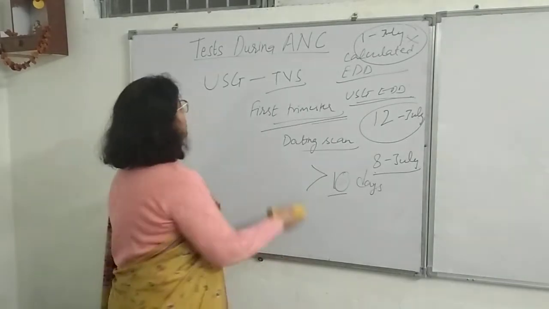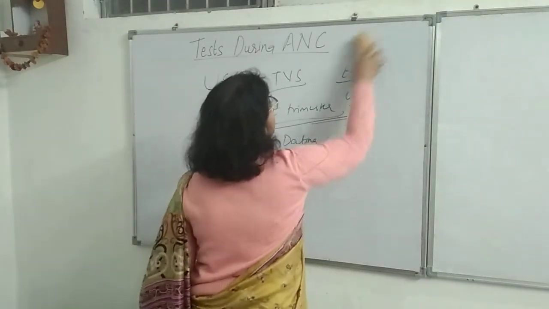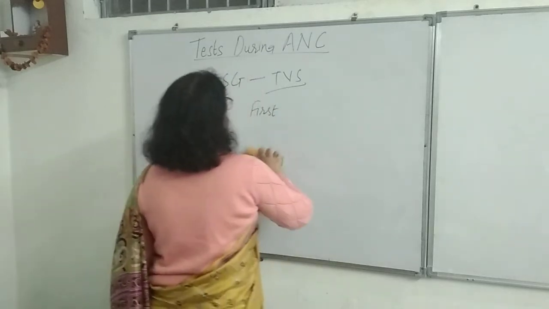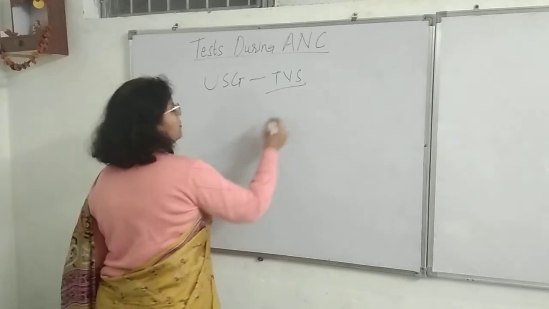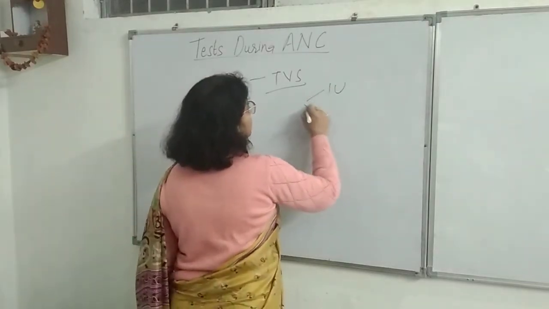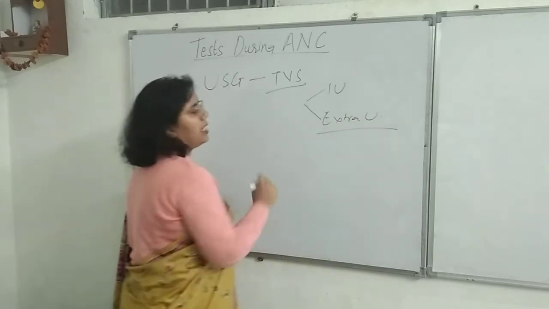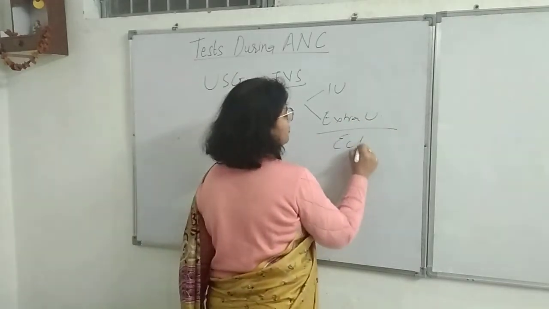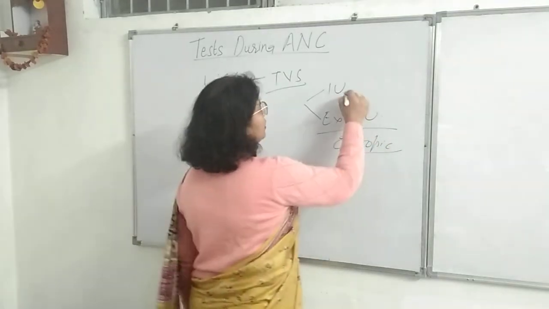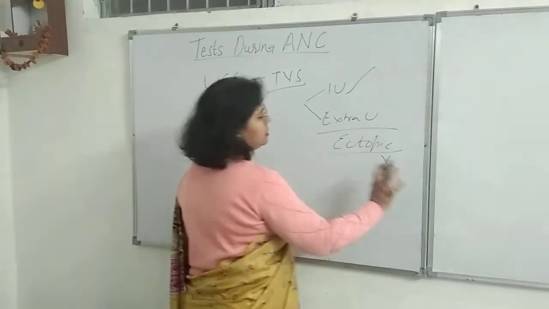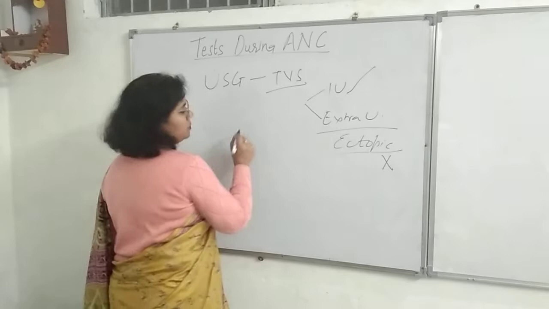Okay. So ultrasound, not only for dating, you also confirm whether it is an intrauterine or extrauterine pregnancy. By ultrasound, you confirm whether this is an intrauterine or extrauterine pregnancy. So you rule out ectopic. One big complication is ruled out. If you confirm this is an intrauterine pregnancy, ectopic is ruled out.